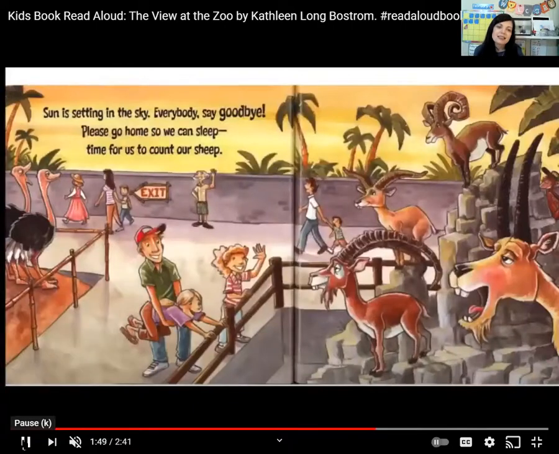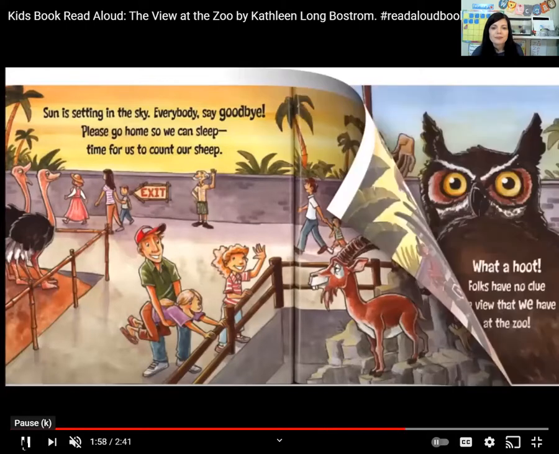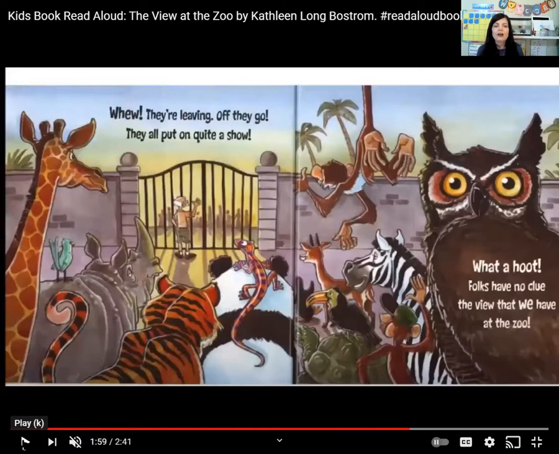Sun is setting in the sky. Everybody say goodbye. Please go home so we can sleep. Time for us to count our sheep. Phew, they're leaving. Off they go. They all put on quite a show. What a hoot! Folks have no clue the view that we have at the zoo.